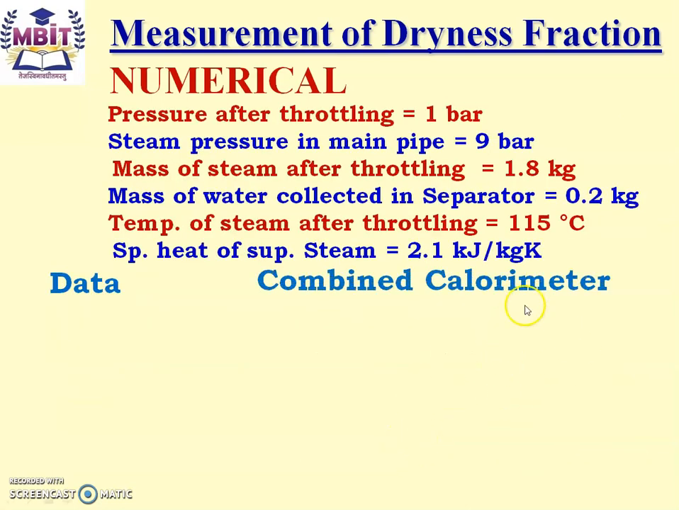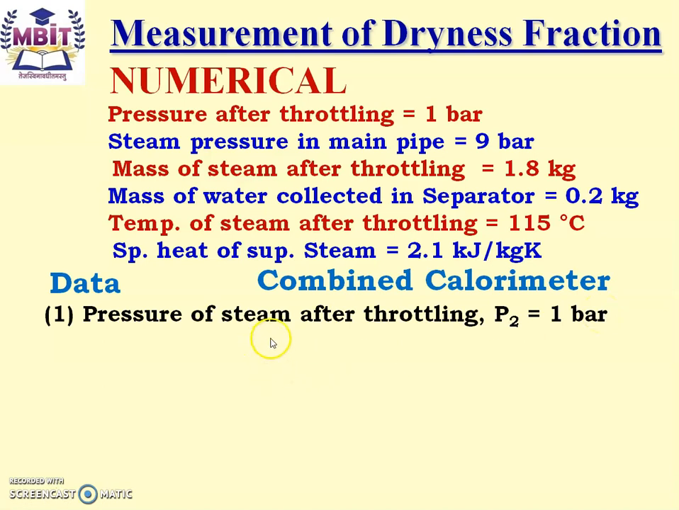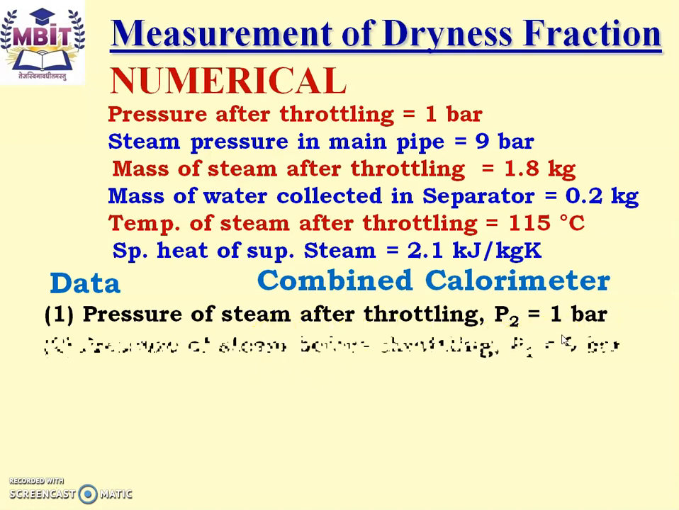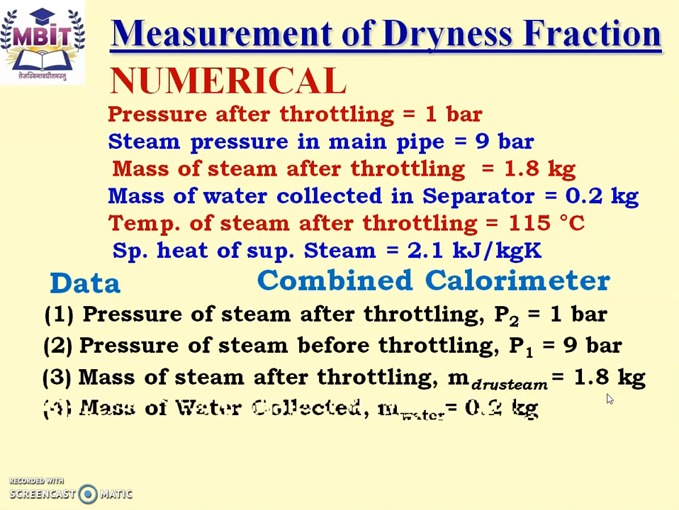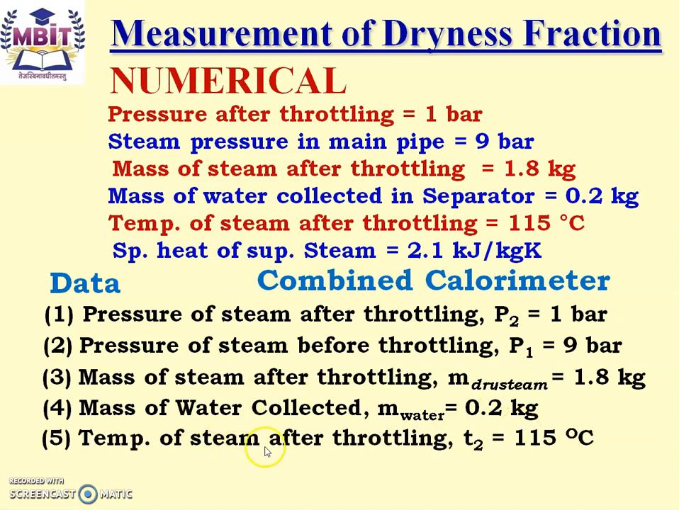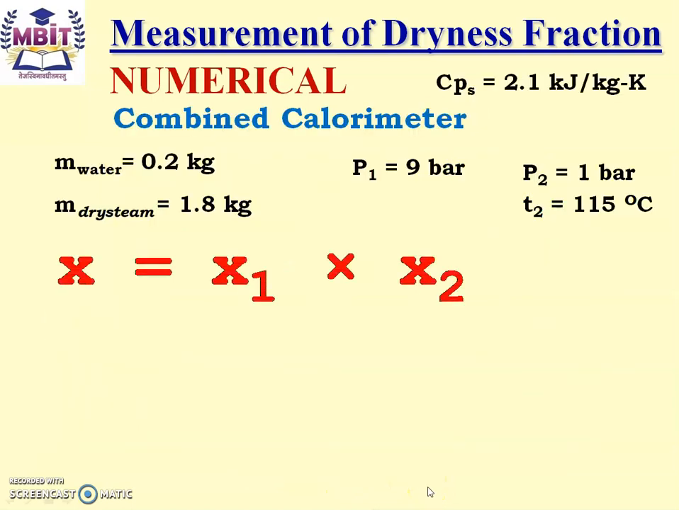Now let us see the data. That is the combined calorimeter. Pressure of steam after throttling, P2, is 1 bar. Pressure of steam before throttling, P1, is 9 bar. Mass of steam after throttling, that is mass of dry steam, is equal to 1.8 kilogram. Mass of water is equal to 0.2 kilogram. Temperature of steam after throttling, T2, is equal to 115 degrees Celsius. And Cp of steam is 2.1 kilojoule per kg Kelvin.